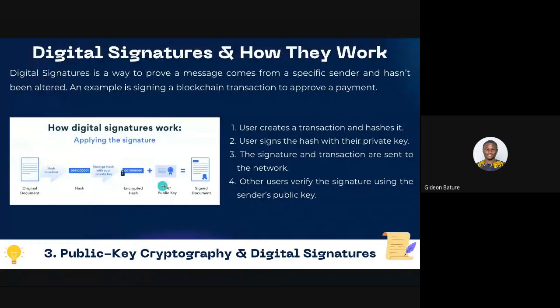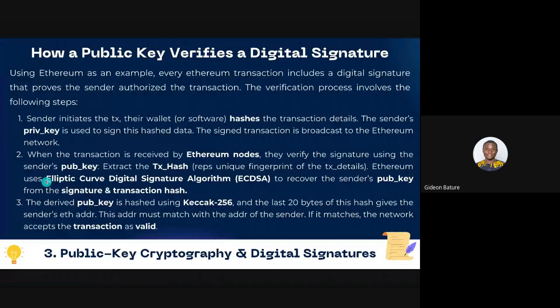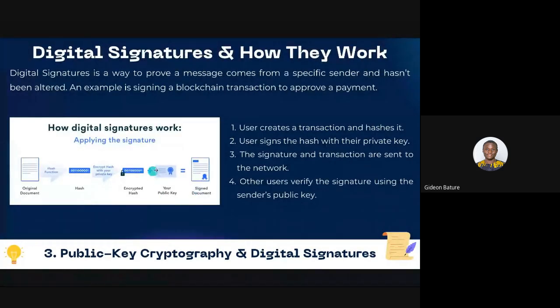Because look at the diagram. From here, you hash it. After hashing it, you use your private key to sign. So here you already have a hash plus signature. Then you now attach your public key before sending it. So what this algorithm does is to go and fetch out that public key. It is trying to separate the encrypted hash from the public key, because the signed document contains the encrypted hash and the public key. So what that algorithm does is just to go and pick the public key.